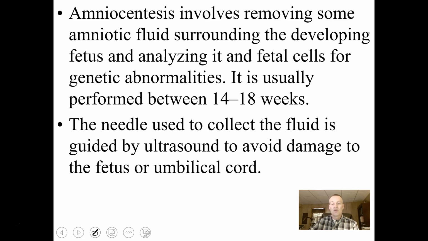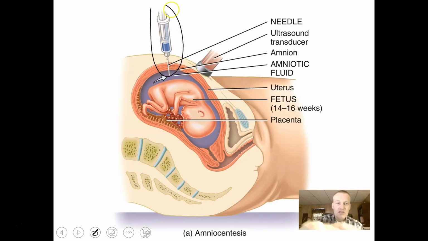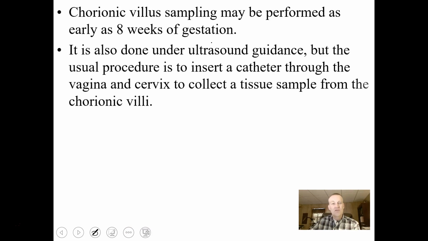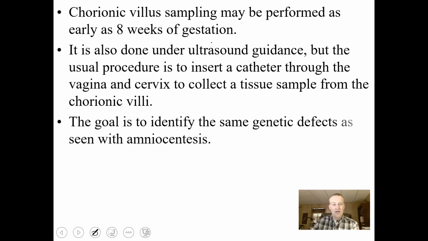So here you can see the needle, and you can see the ultrasound transducer. Basically, it helps to guide the doctor into the amniotic cavity. So that's important that they don't stab something that shouldn't be punctured. Chorionic villus sampling may also be performed as early as 8 weeks of gestation, and it's also done under ultrasound guidance. This procedure typically uses a catheter that's inserted through the vagina and then through the cervix to collect the tissue from the chorionic villi.